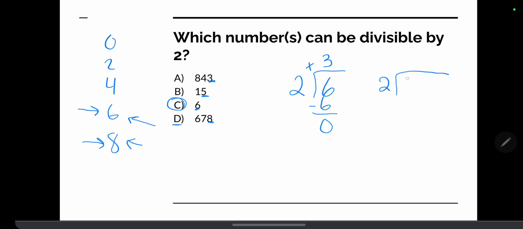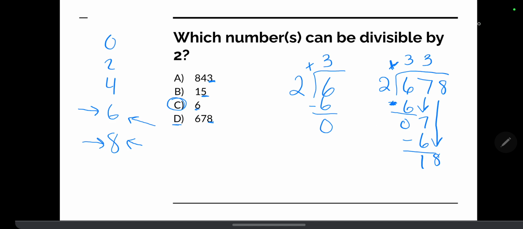So 2 is going to divide 678. All right, 2 goes into 6, like we just did before, 3 times. I'm going to write that over the 6 in the hundreds place. Multiply, and I have a remainder of 0. Now I'm going to see how many times 2 can go into 7. Well, it goes into it 3 times. 3 times 2 is 6. Now I'm going to subtract. I have a remainder of 1, and I can bring down my 8.